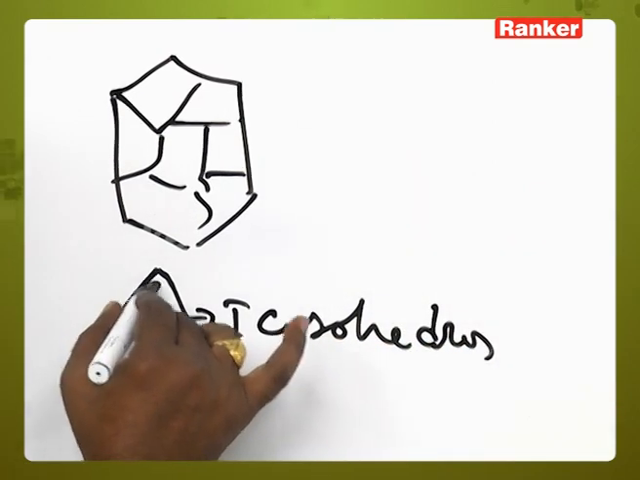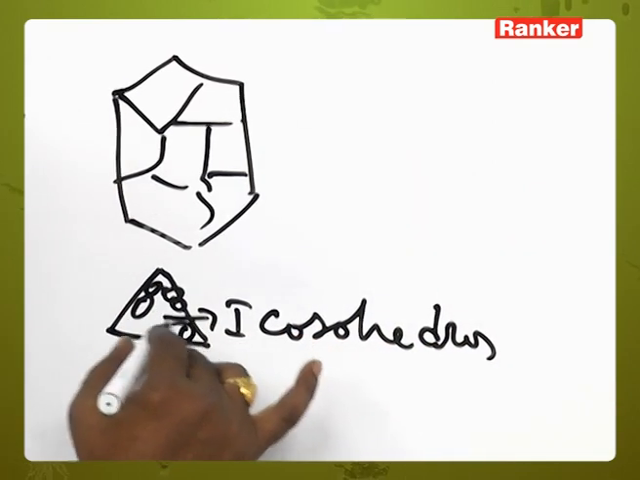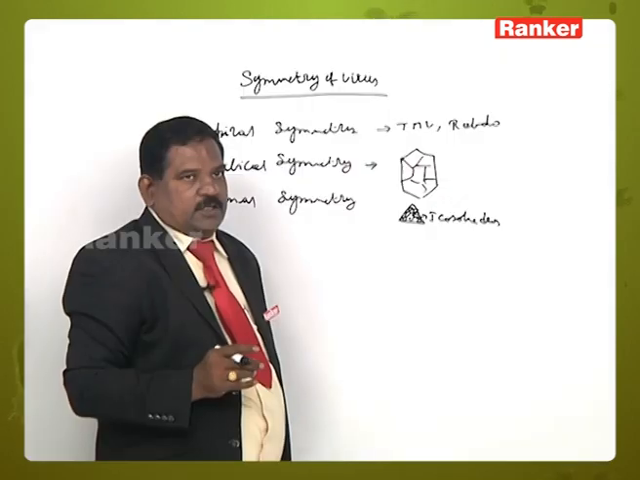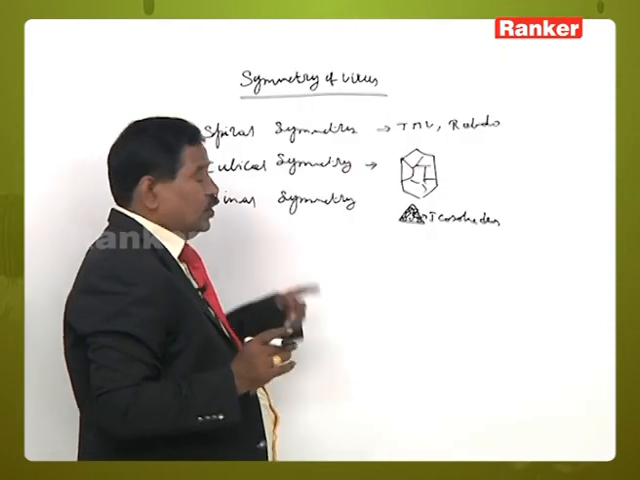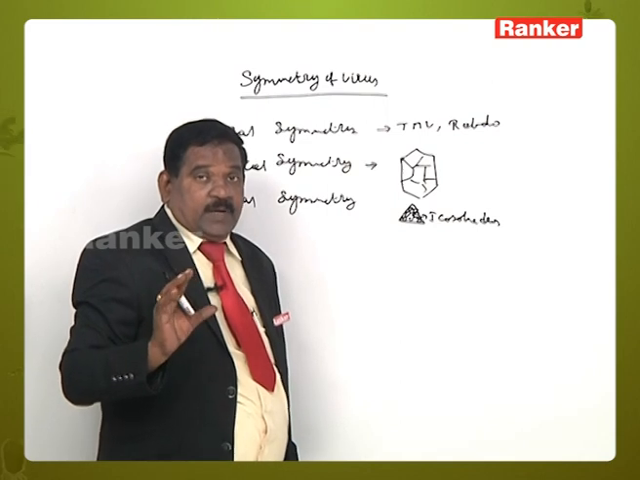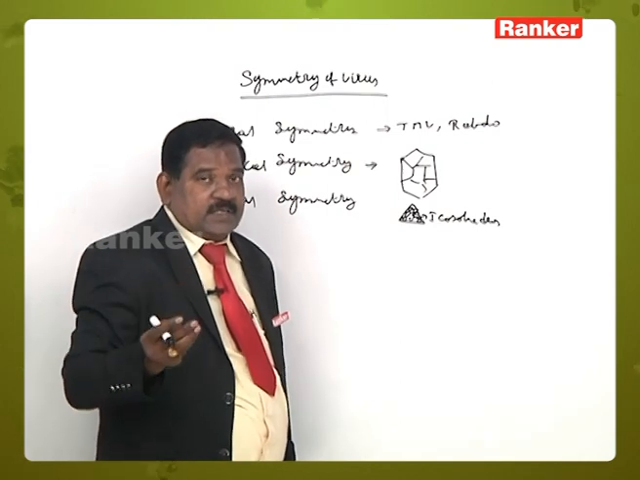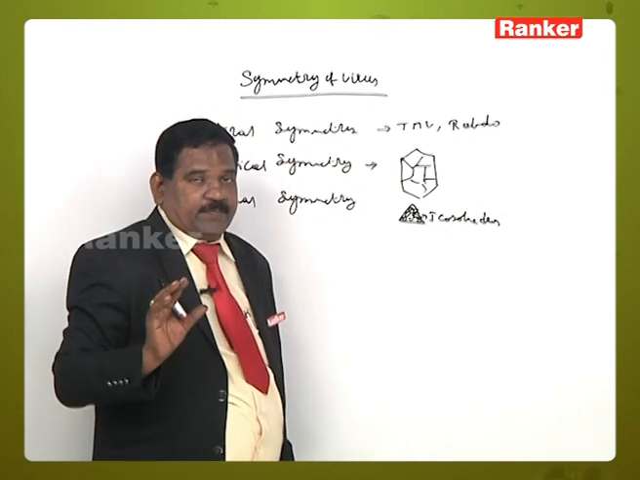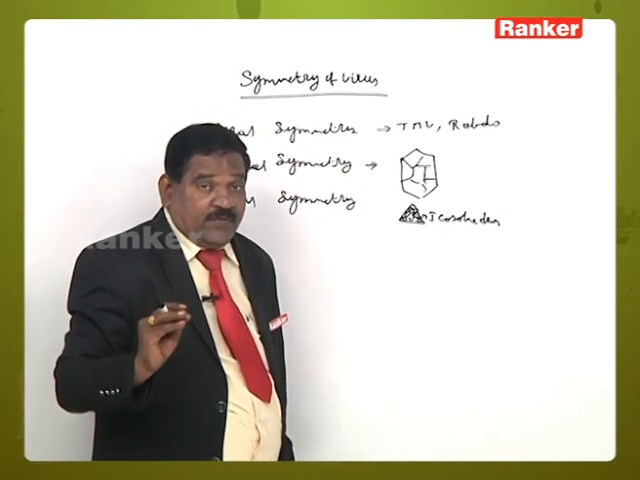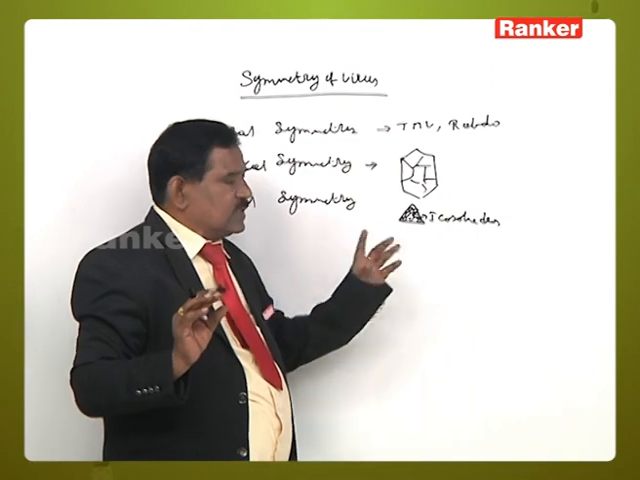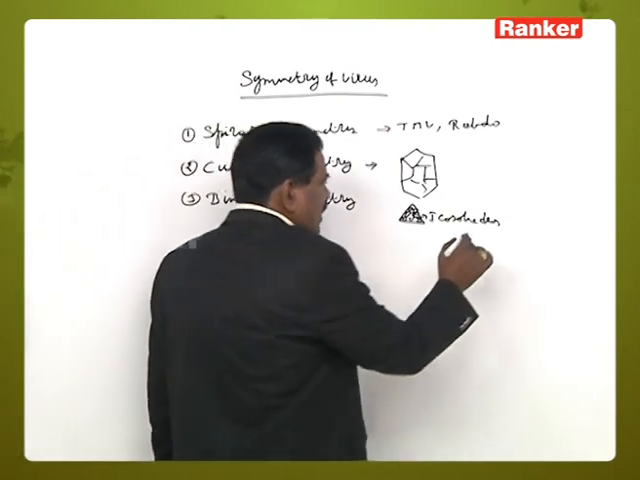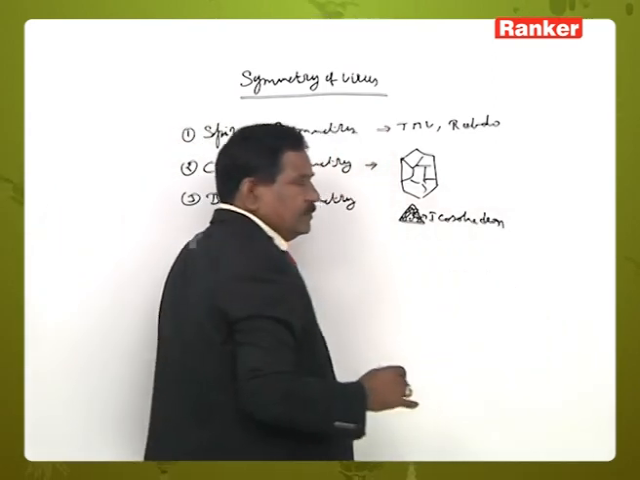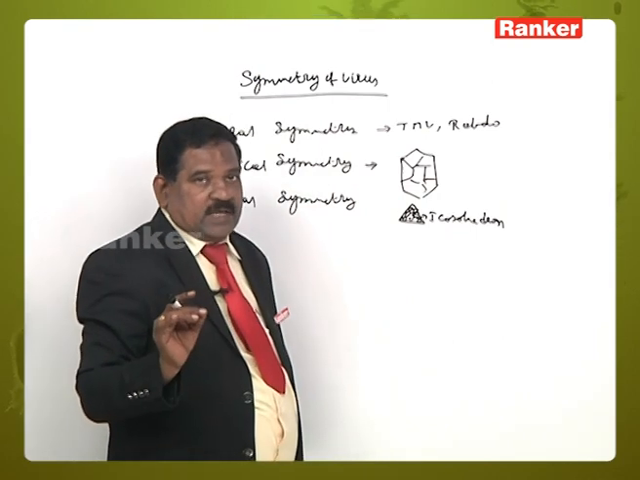In this, capsomers are arranged in polyhedral symmetry, also called cubical symmetry. The body shows many faces, and each face is an equilateral triangle. With 20 faces, it is called an icosahedron. In the icosahedron, the capsomers are arranged.